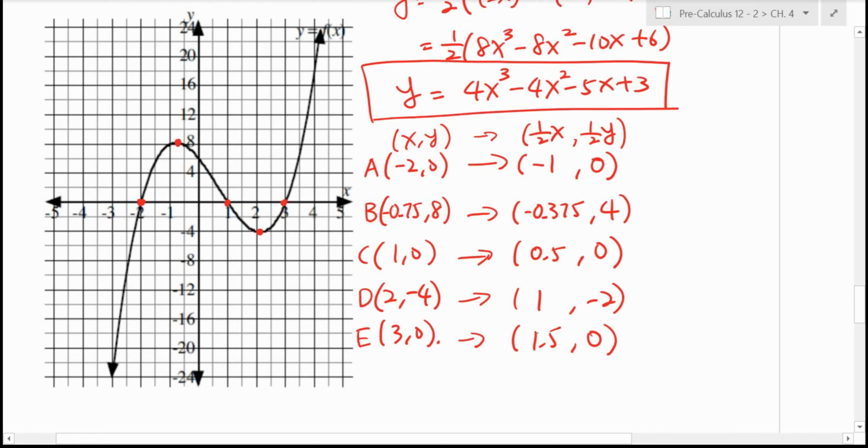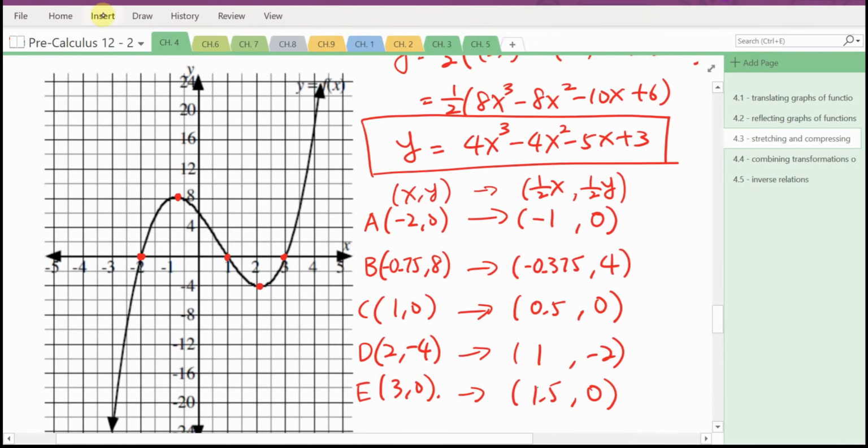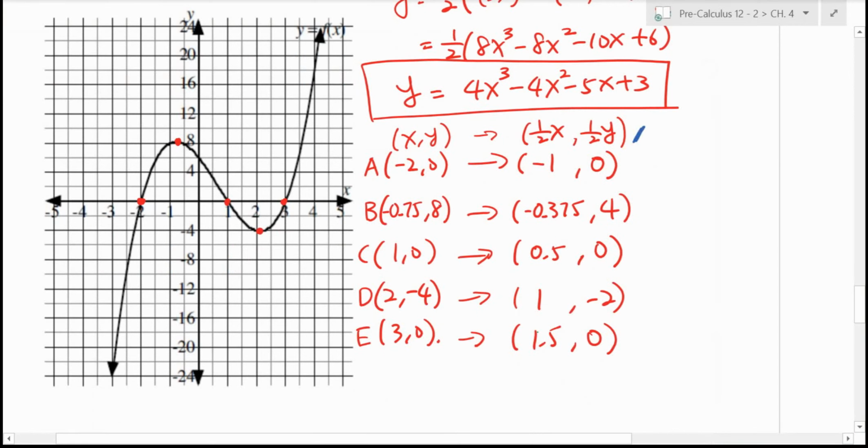-1, 0 is, so I'm going to erase, I'm going to use a different color now. Otherwise I have too many red dots, I'll confuse myself. I'll use blue for these. -1, 0 is here. -0.375 and 4 will be somewhere here, I guess. It's 0.5, so somewhere here. 0.5 and 0. So it looks like this. And then 1, -2. And then 1.5, 0. So there is our graph. Something like that.